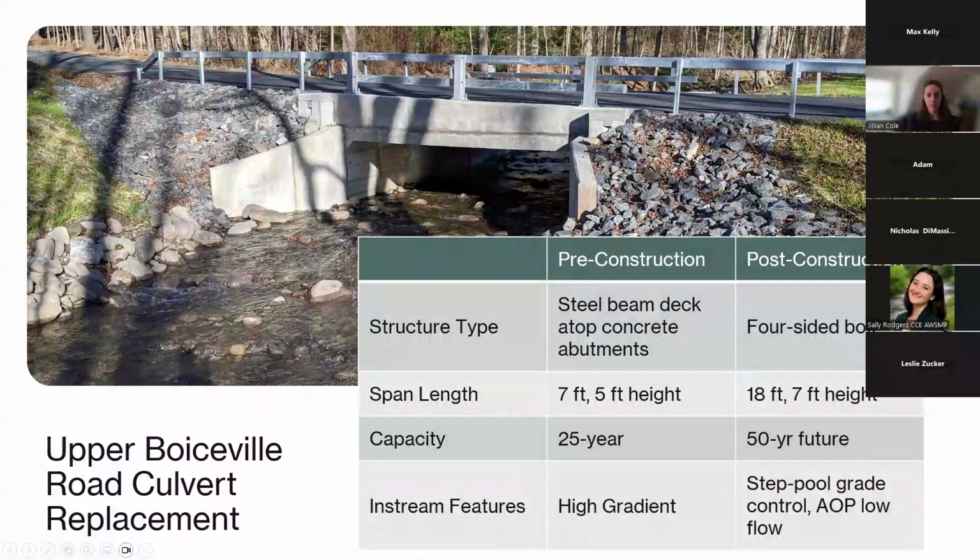The new crossing can actually handle the 50-year future flow, and that is included with a 20% potential blockage. So that was one of the alternatives that was evaluated through the design process. So there's a little additional hydraulic capacity beyond just the 50-year future. Again, step-pool grade controls incorporated in the aquatic organism passage low flow channel.